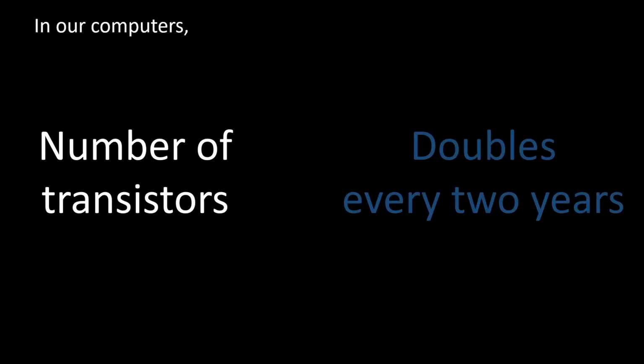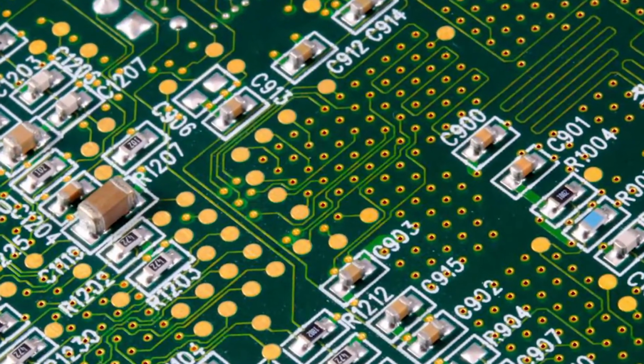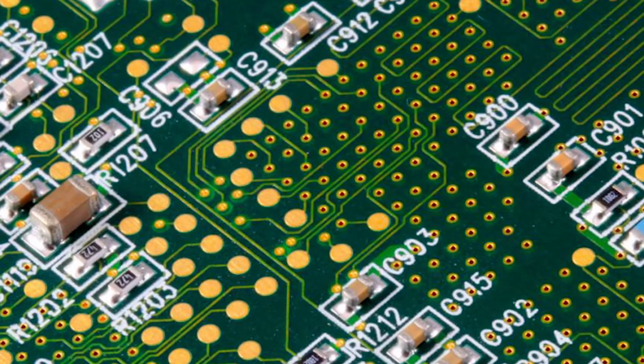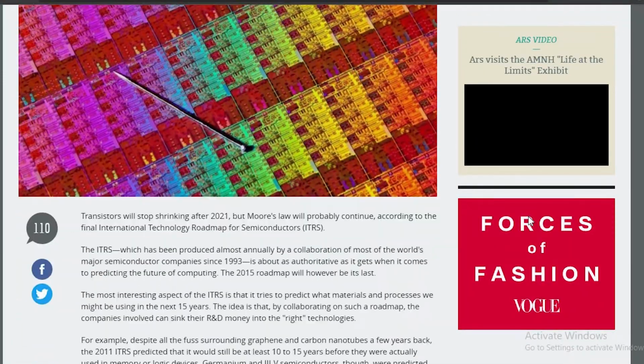That means at a stage we cannot build even a smaller transistor, since the size of a transistor cannot possibly be smaller than the distance between atoms in crystal. And it is predicted that transistors will stop shrinking after 2021. So the idea of quantum computing arrived in 1980s.